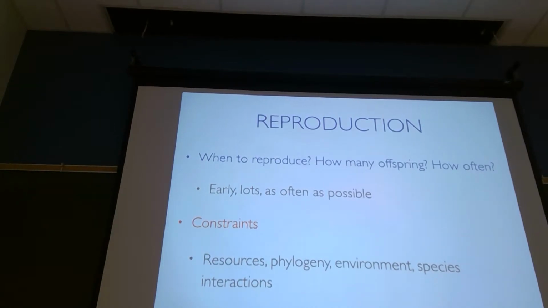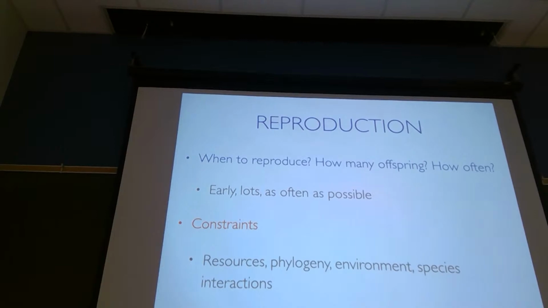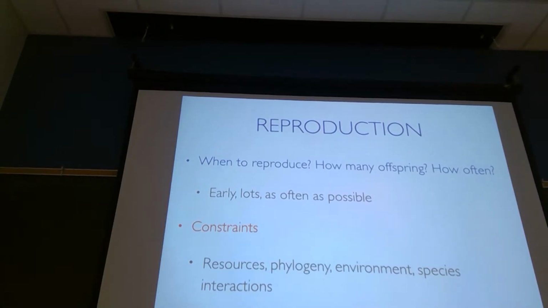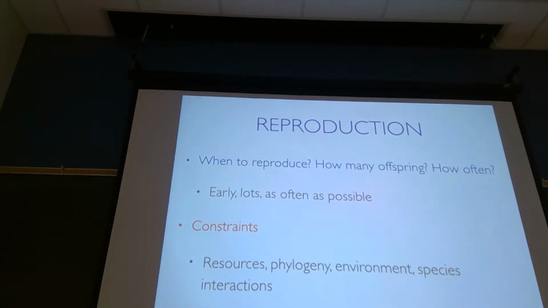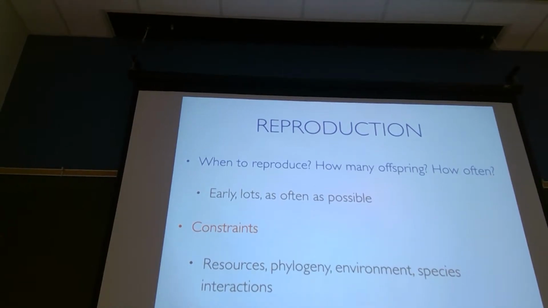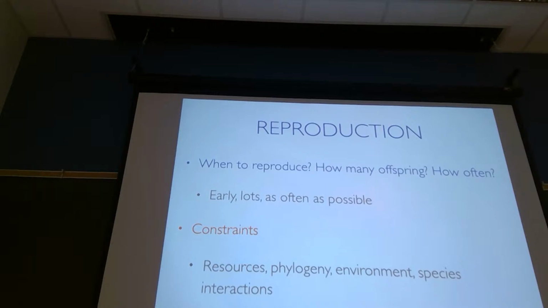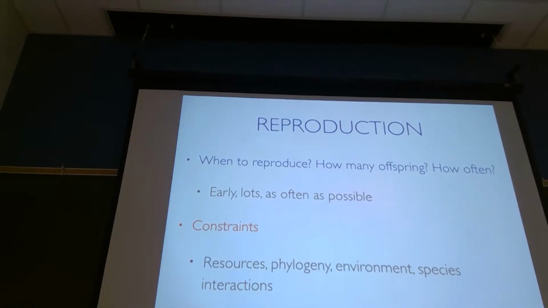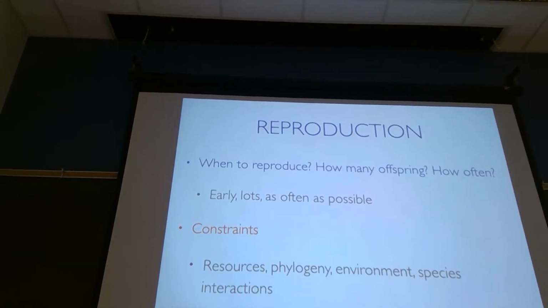Just like you can't have exponential population growth, the real world constrains reproduction. There are limits to what's actually possible. Resources, your evolutionary history or phylogeny, what your actual genes are capable of, your environment, and your interactions with other species limit your reproductive capacity. They change when it's good to start reproducing, how many babies it's best to make, and how often you can reproduce.